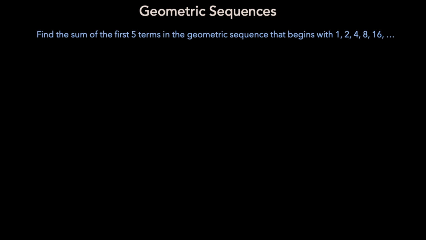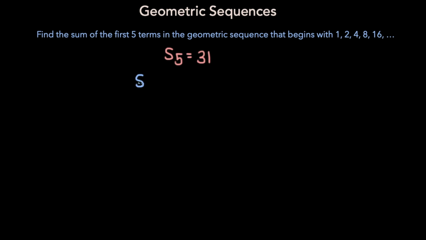Now let's verify this formula with a very simple problem. Find the sum of the first 5 terms in the geometric sequence that begins with 1, 2, 4, 8, and 16. If we use a calculator to perform the sum, we get that S sub 5, the sum of the first 5 terms in this sequence, is 31. Now let's use the formula we went over to see if we get the same answer.